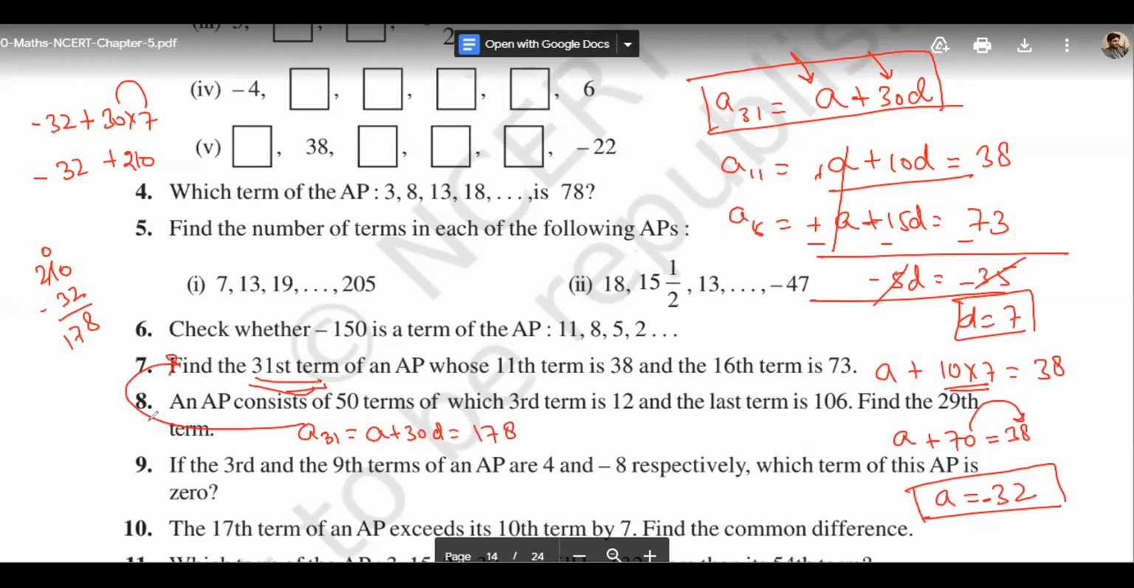Got it? Yes, sir. Didn't understand? Should I explain one more time? Is there anyone who didn't understand? इसको समझ नहीं आया? Is there anyone who did not understand, beta?